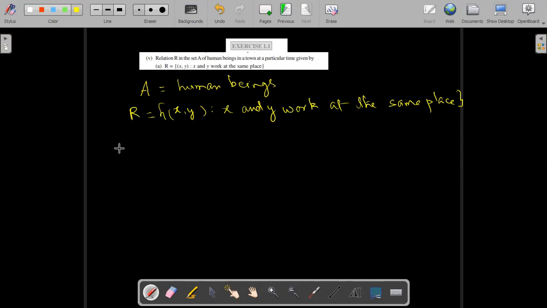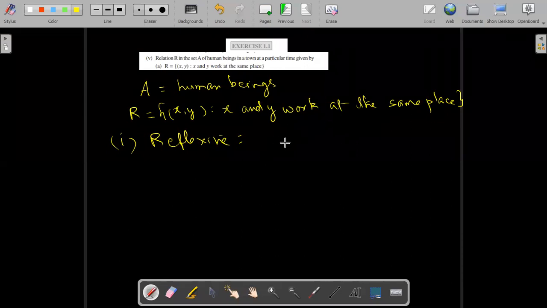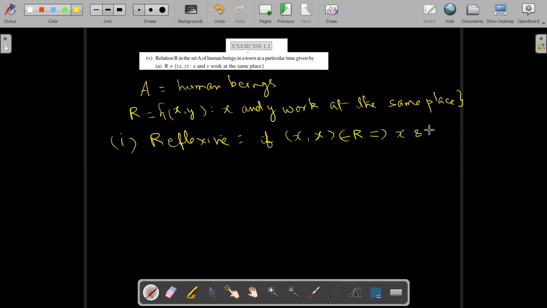So here you know that it is reflexive. It is reflexive as X and X work at the same place. The same person, two persons are same. We can say that X and X work at the same place. If it is valid, we can say X and X work at the same place. So if X belongs to R, it implies that X and X work at the same place.